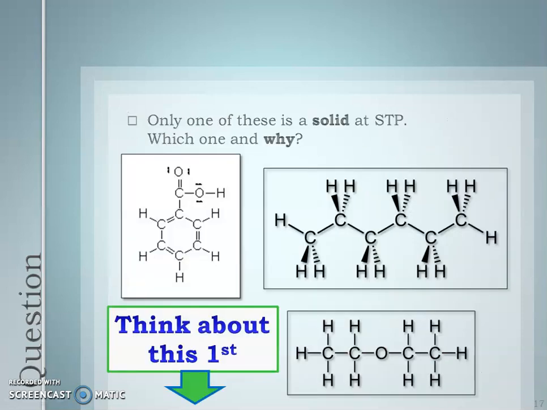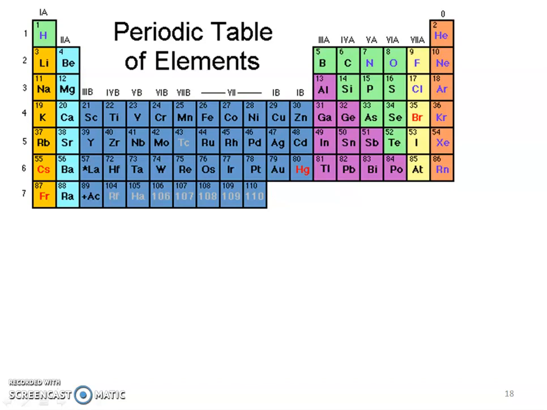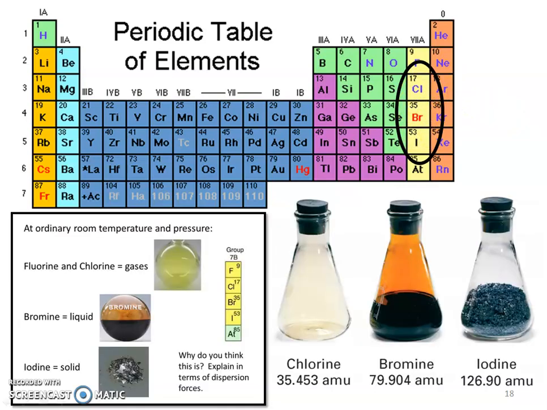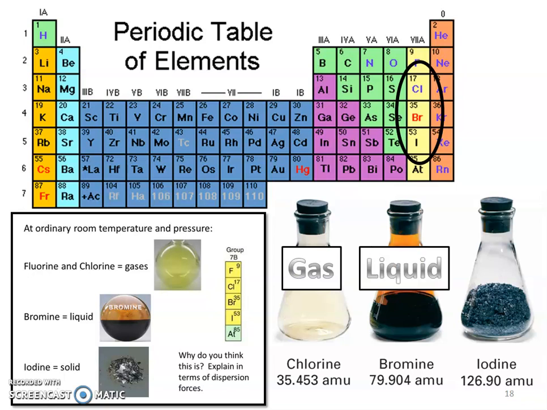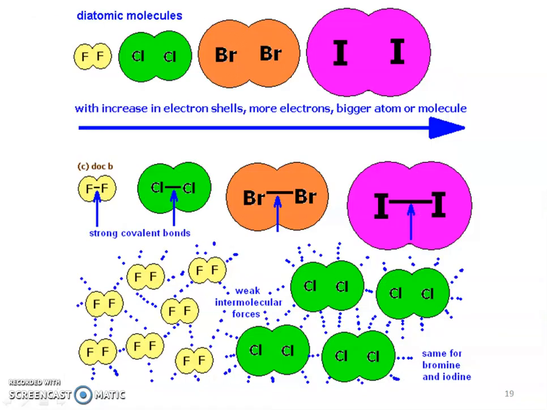So how about if I give you three structures here and I ask you which one is probably going to be a solid at STP and the why. So there's your three structures. Let's think about this. Again, using that periodic table, looking at where chlorine, bromine, and iodine are, and now look at the different colors. We have chlorine as a gas, bromine as a liquid, and iodine as a solid. So what's going on here with IMFs? Well, of course, the IMFs are getting stronger because we're going from a gas to a liquid to a solid.